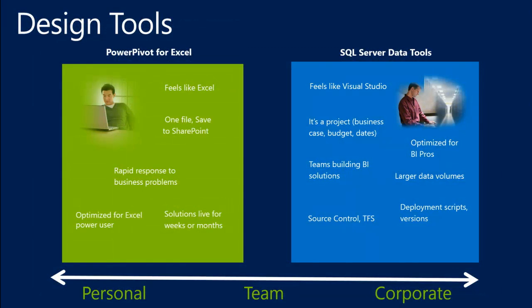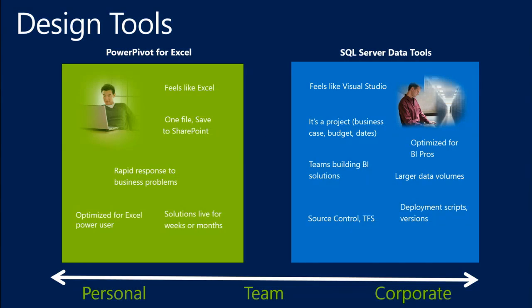So what is the difference between those two design tools? On one side, we have the personal BI, which we call Power Pivot for Excel. It feels like Excel. It is Excel. It is one file. You can save it online. You can save it to disk or to SharePoint. It is for rapid response to business problems. It is optimized for Excel power users. Its solutions live for weeks and months.